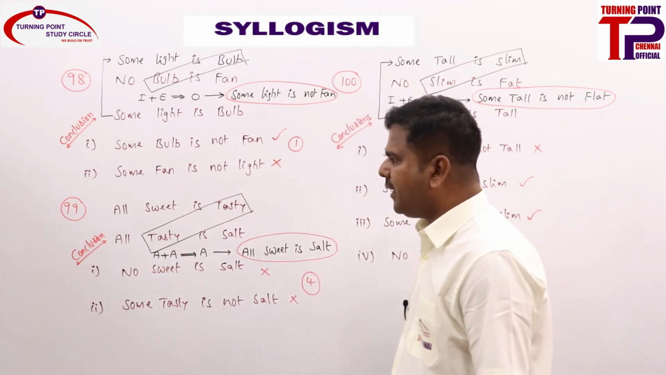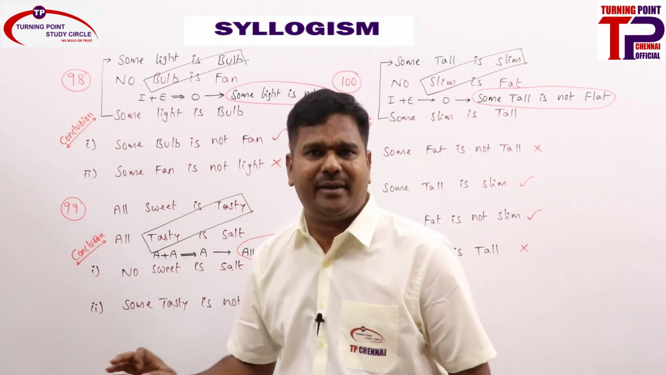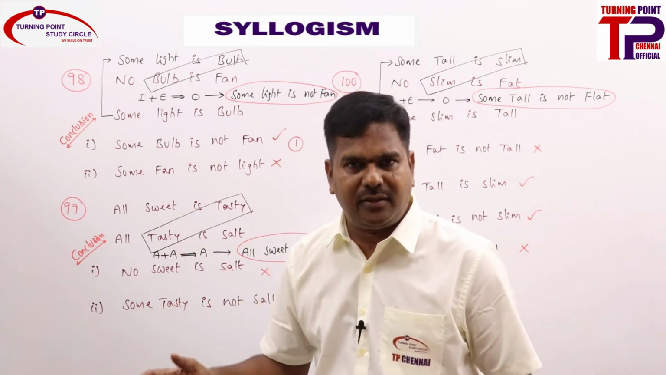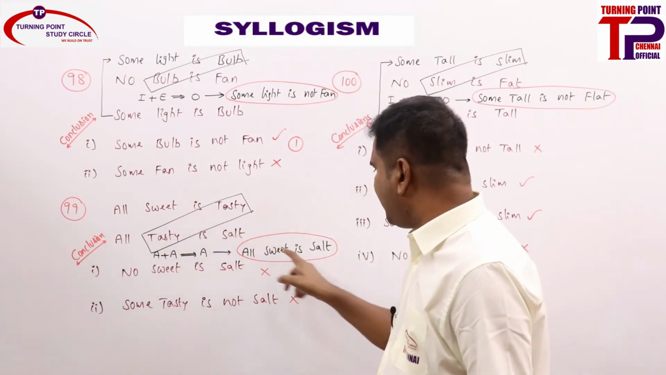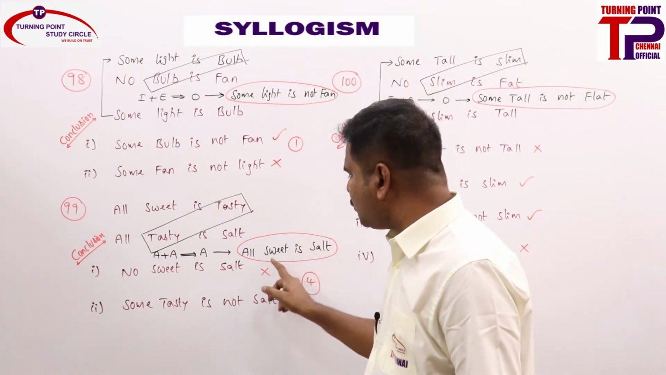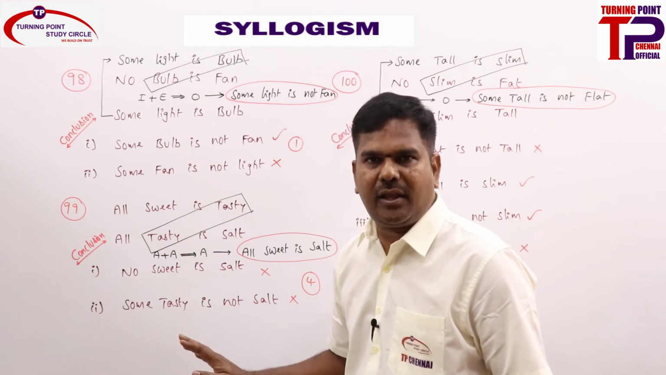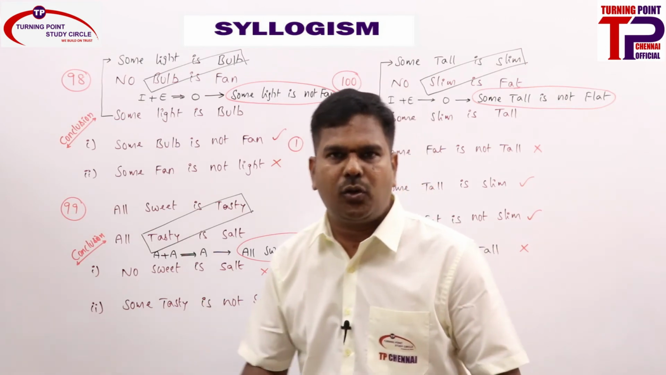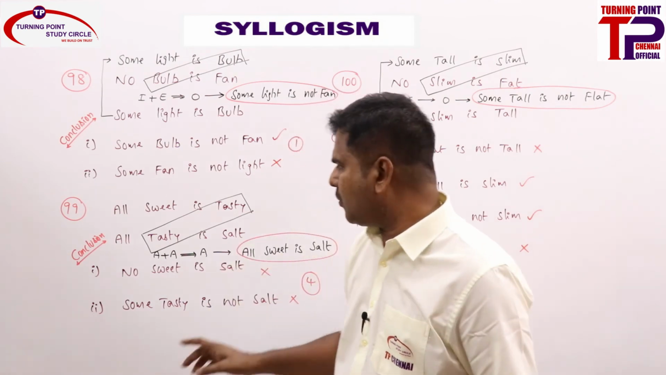Come to the next one, 99. All sweet is tasty, all tasty is salt. Very easy, dead easy, right? A plus A is A. What is the answer we need to get? All sweet is salt, or some sweet is salt, or some salt is sweet. Is it there here? No, it is not given in the conclusions. Based on the 6 rules, we don't have any conclusion.